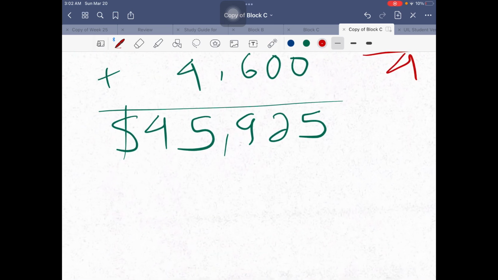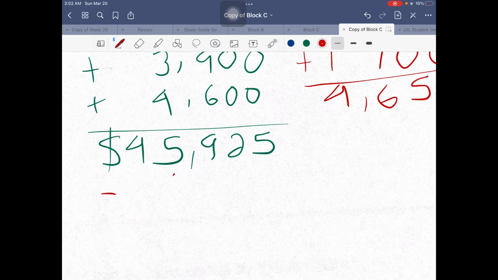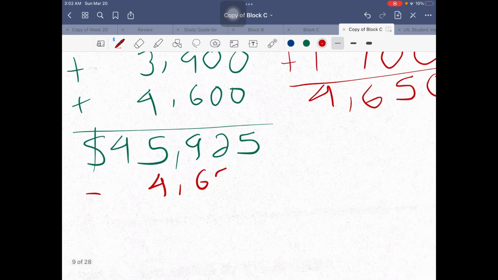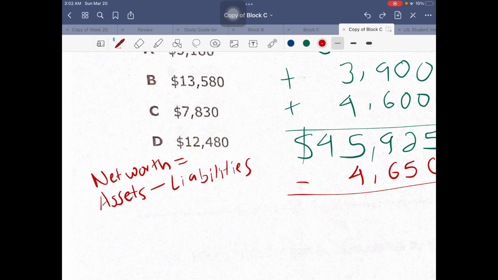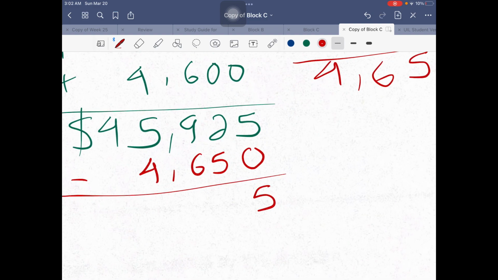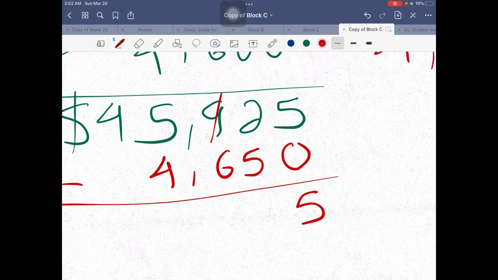So we would have to subtract it from her assets, because net worth represents assets minus liabilities. Make sure you remember that. Now 5 minus 0 is 5. Can I subtract 5 from 2? No, I have to borrow. This becomes 8. This becomes 12. 12 minus 5 is 7. 8 minus 6 is 2. 5 minus 4 is 1. The 4, you bring it down. Awesome.